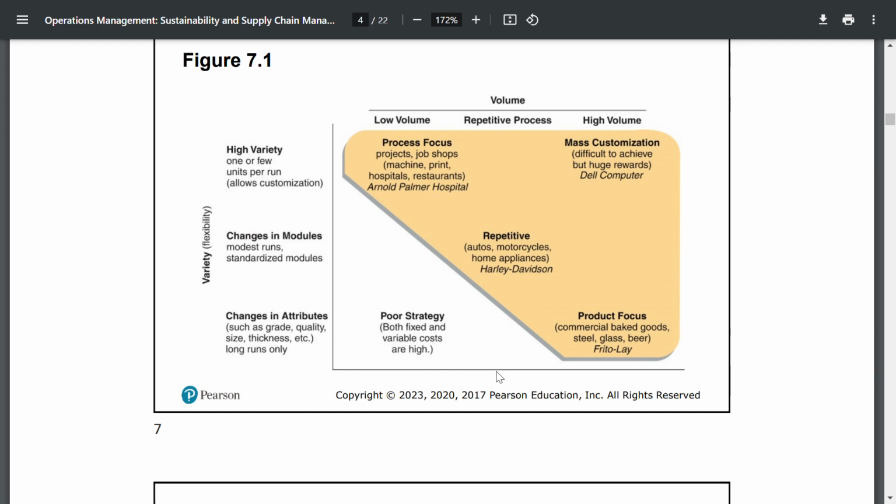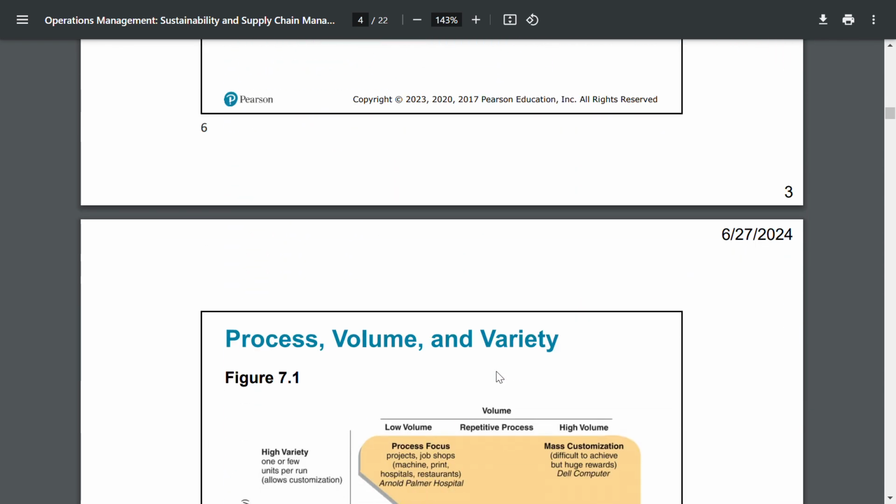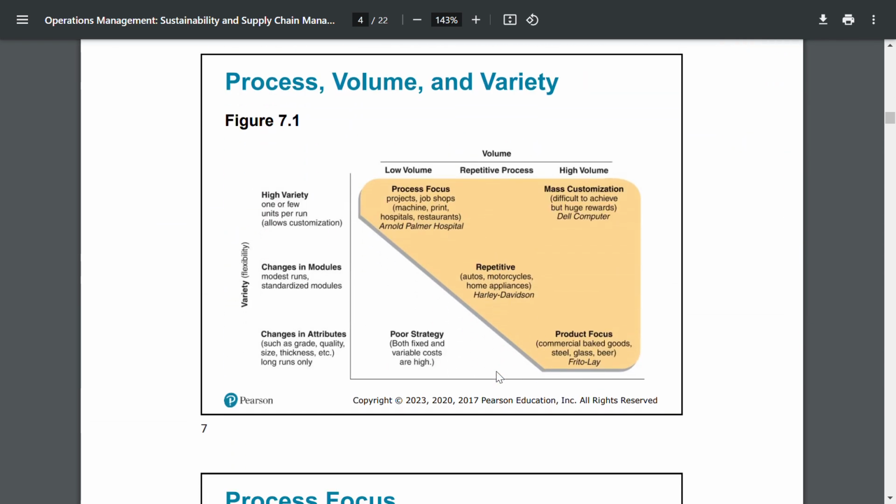If you have a fixed product and you're producing low volume, then you are setting yourself up for failure, because this is a poor strategy. The costs are going to be variable. Sometimes you're going to get a lot of demand, sometimes you're going to get none at all. And so this is a poor strategy. And these are basically the strategies that we can use in our process management.